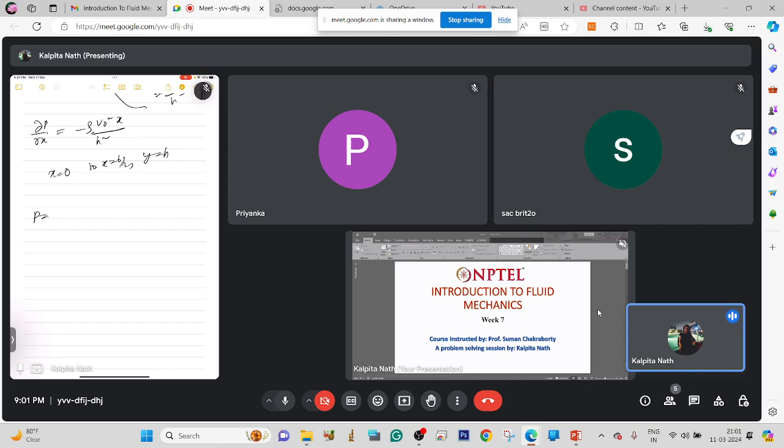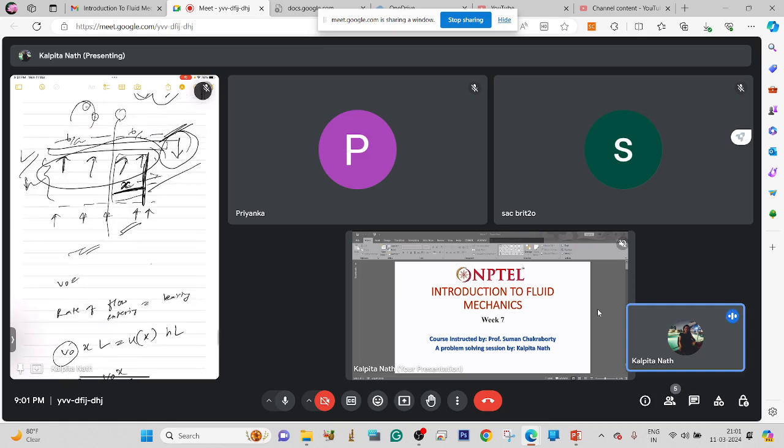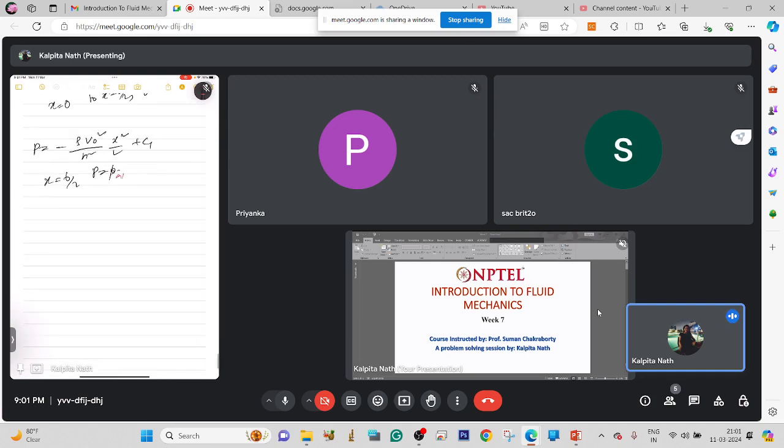So, the pressure equation will be found as density times V naught square H square x square upon 2 plus C1, and at x is equal to B by 2, P is equal to P atmosphere. That means at the end of the plate, at this point, the pressure will be equal to the atmospheric pressure. So we will replace this. We'll get P is equal to P atmosphere minus density V naught square H square x square by 2 plus density V naught square H square B square by 4 upon 2.